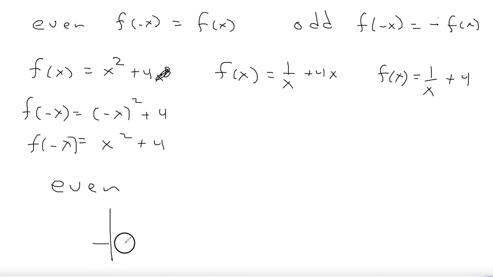And what we'll see as we get into the graphing, this would be shifted up 4 units. That's going to end up being functions that are symmetric about the y-axis. In other words, if I folded them over the y-axis, they would sit right on top of themselves.